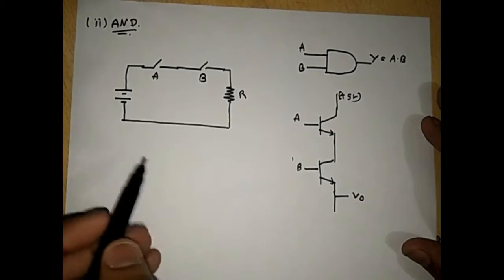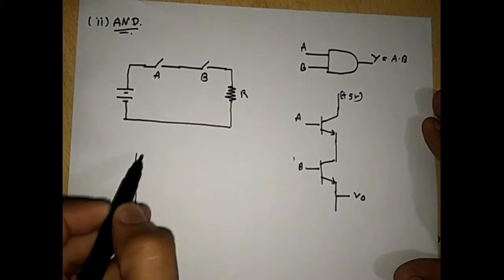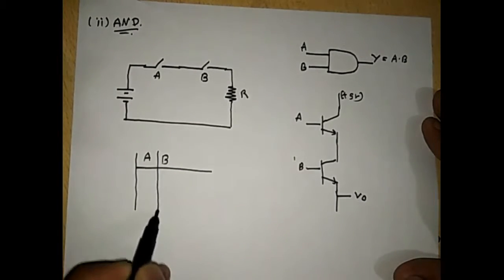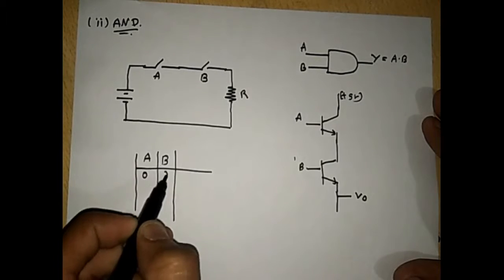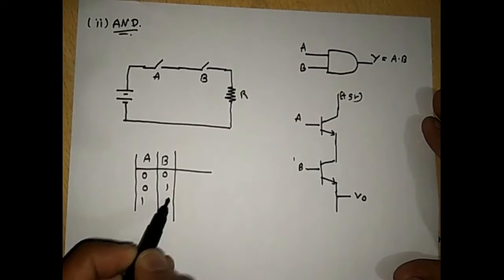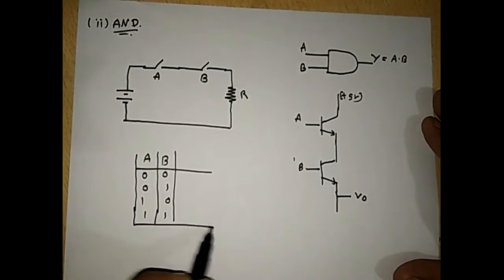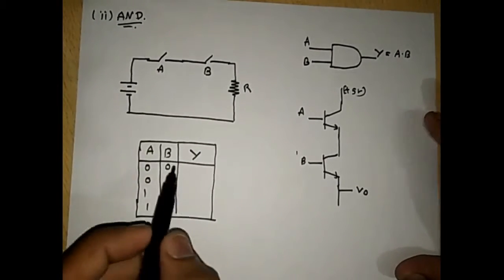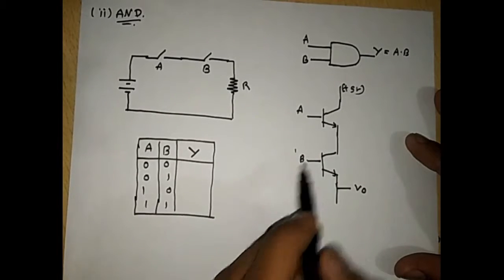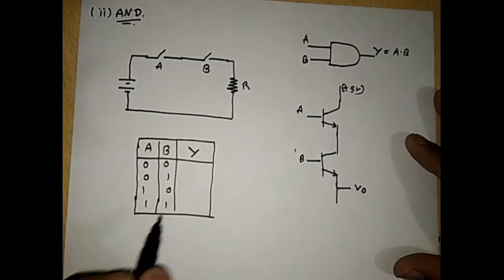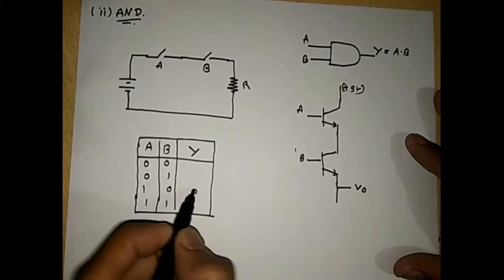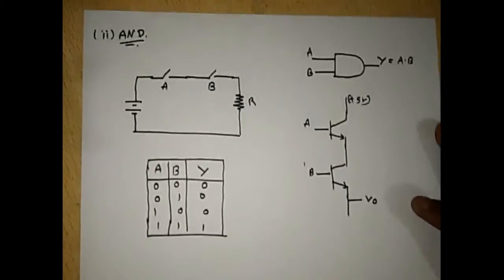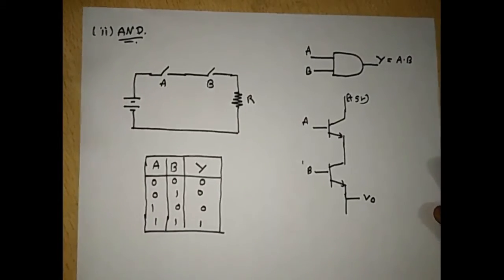Okay friends, now the truth table for the AND gate, we can draw like this: A, B, 0 0, 0 1, 1 0, 1 1. So we can make the truth table for Y. If both of the transistors are on, then the output will be on. So it has only one 1 here, and the remaining entries are filled with 0. Okay, so this is our basic AND gate circuit.